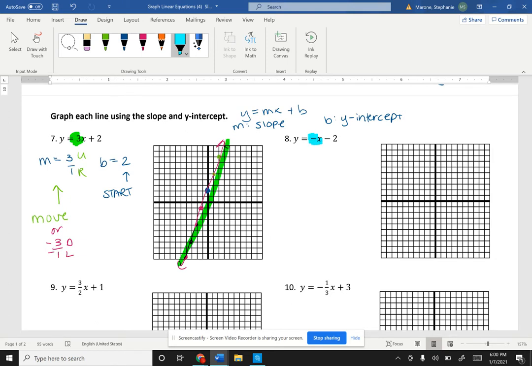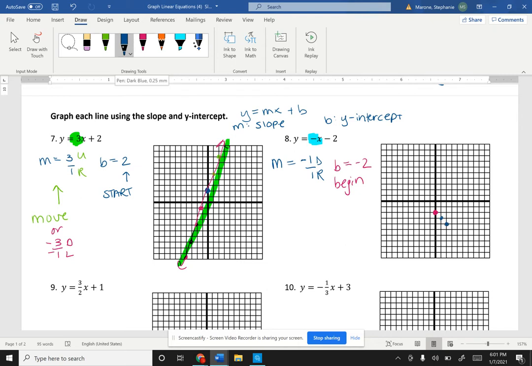So for this one, the slope is negative. I know ahead of time that my line is going to be coming down from the left to the right. So my slope is negative 1 over 1. Negative 1 over 1x is negative x. The y-intercept is negative 2. So we're going to start at negative 2, and then we move with the slope, which is down 1 and to the right 1. So down 1 to the right 1, and we can keep doing that.